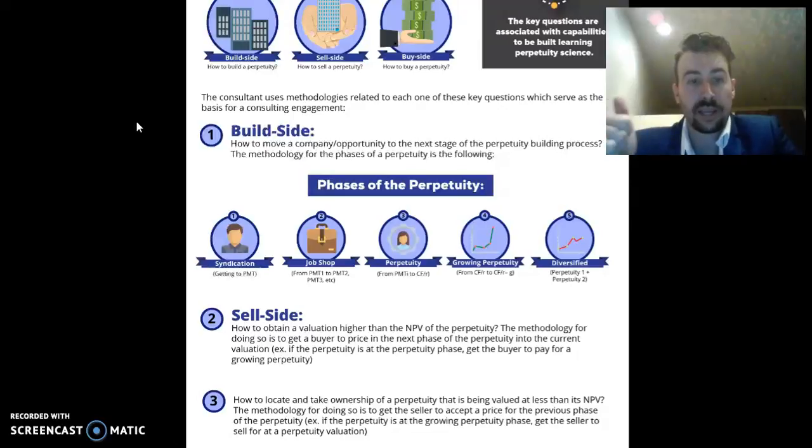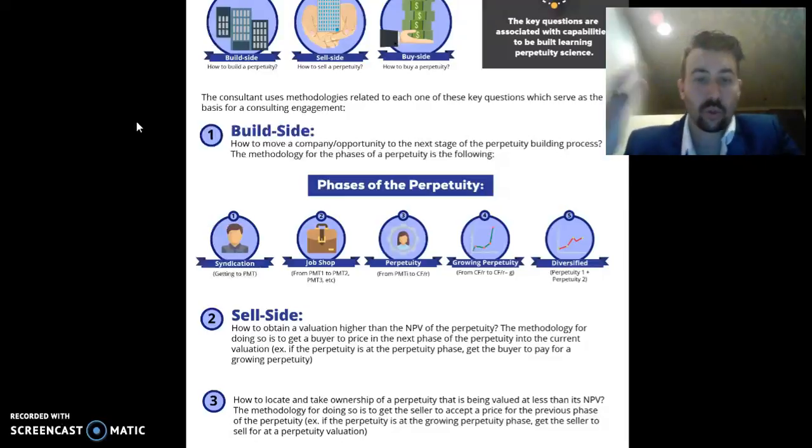Number one, syndication, getting to PMT, or our first payment. Number two, job shop, going from PMT1 to PMT2 to PMT3. These are all disparate jobs. Number three, moving from and transitioning from PMT to an actual cash flow is how we make the distinction between a job shop and a perpetuity, a very important distinction.